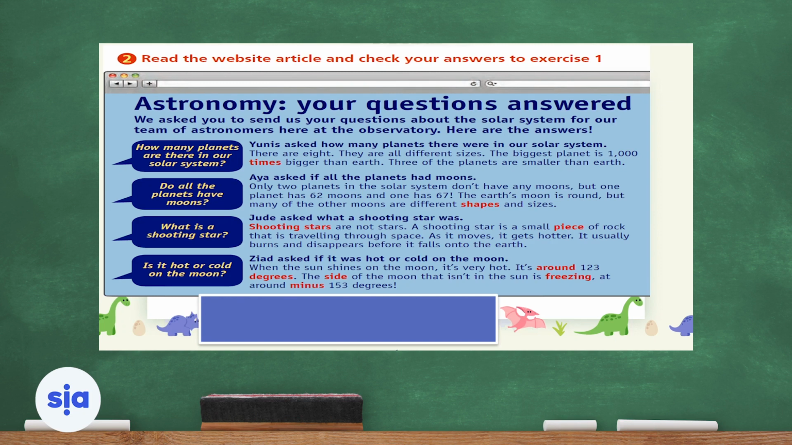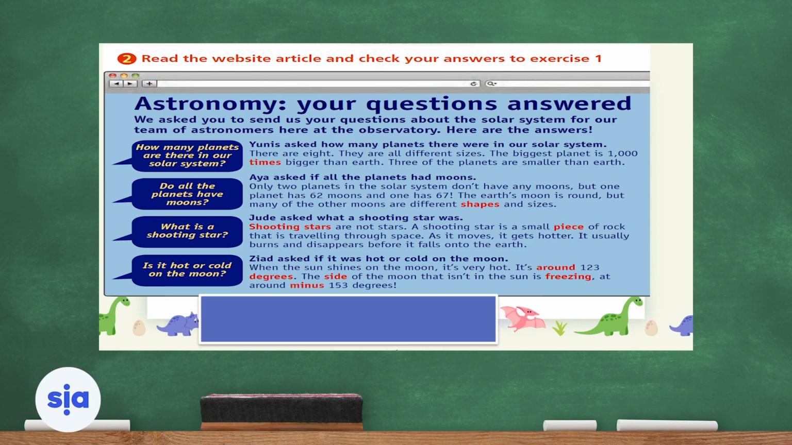If we look at the second question, we'll notice that we know that Aya is the one who asked if all the planets had moons. And the third question, what is a shooting star? We know that Jude asked what a shooting star was.